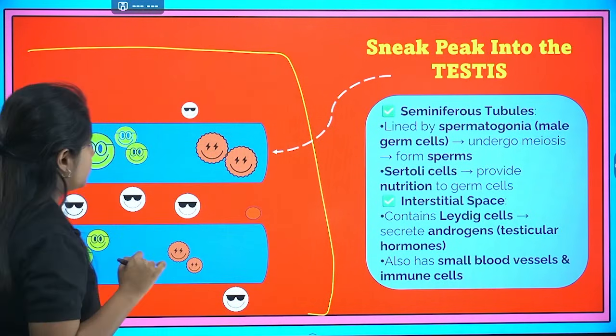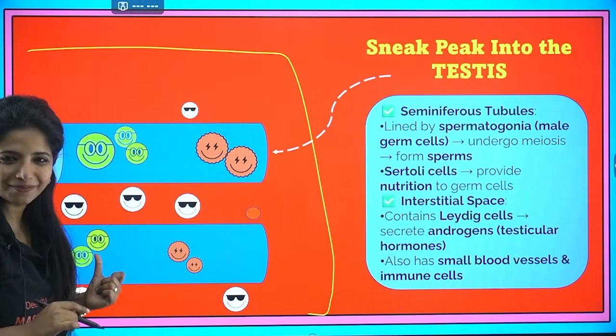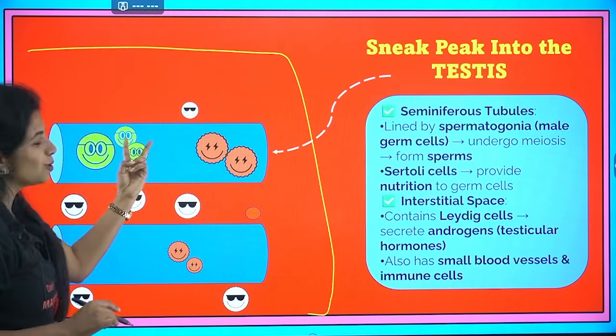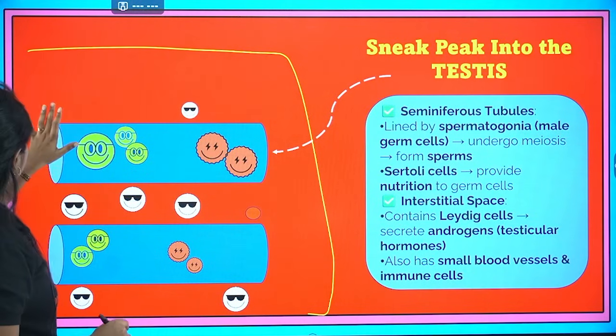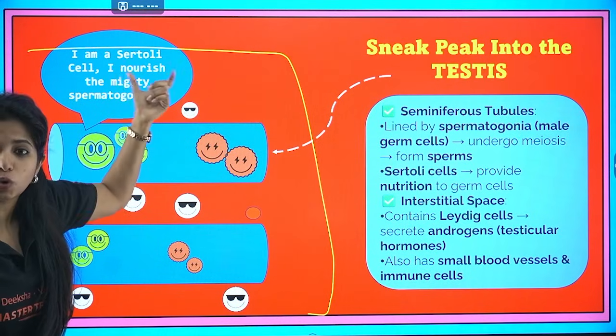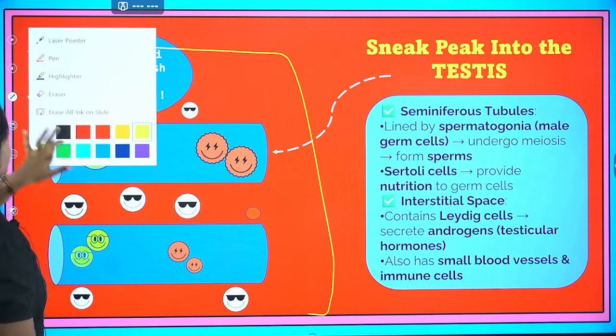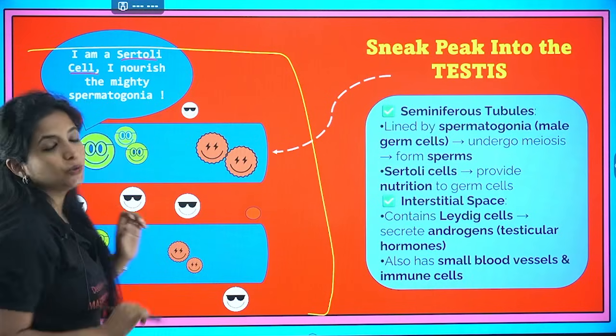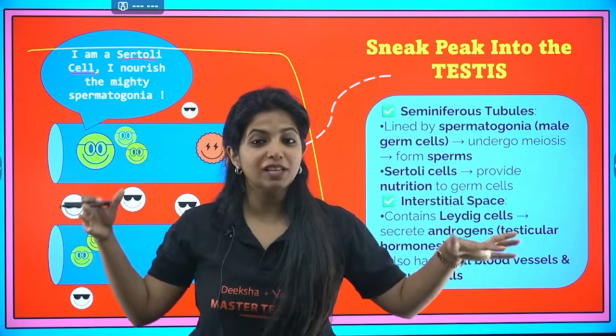Now listen to me carefully. Here I have made multiple cells, right? Inside the seminiferous tubules, you have 2 of them. One is smiling, other one is also smiling. Let's see, who are they? So the first one up here is known as what? Sertoli cells. What do you call them? Sertoli cells. And what do they do? They are going to nourish the mighty spermatogonia.